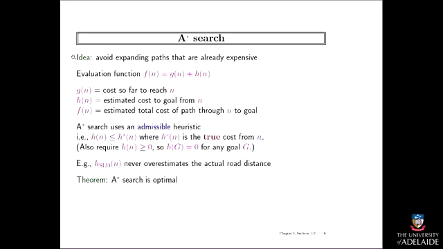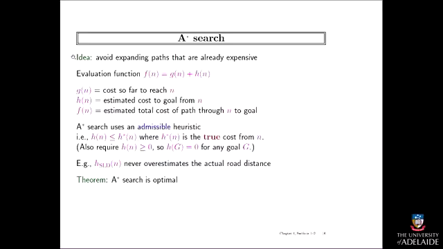Okay, so that brings us to the key idea behind A star, this famous algorithm that I've been bigging up for the last hour and a half. In A star, the idea is to avoid expanding paths that are already expensive. So not only are we going to take into account how far we think we are from the goal, but we're also going to take into account how far we've already travelled. Okay, so we'll generalise that evaluation function.